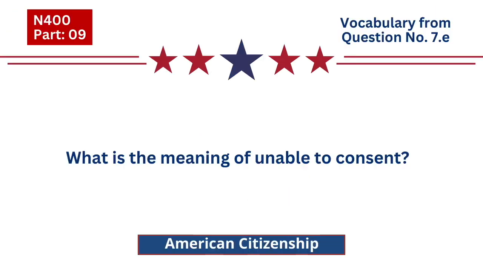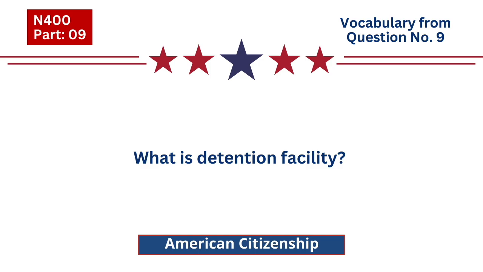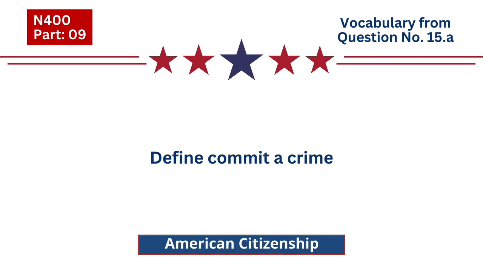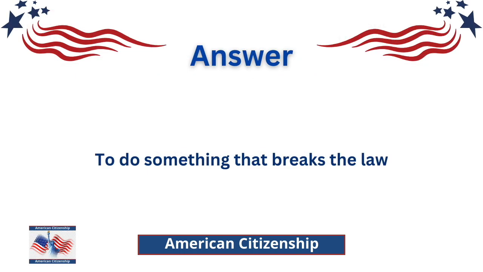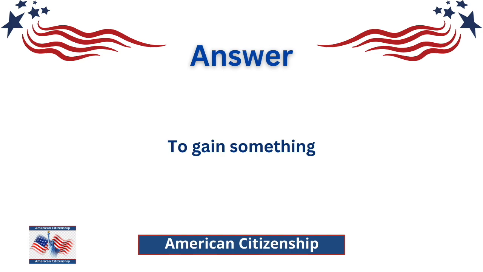What is the meaning of unable to consent? Could not agree. What is detention facility? A place where people are forced to stay. Define, commit a crime. To do something that breaks the law. Define, obtain. To gain something.